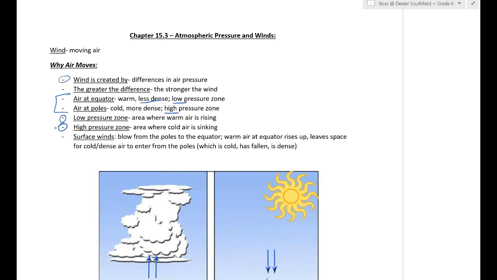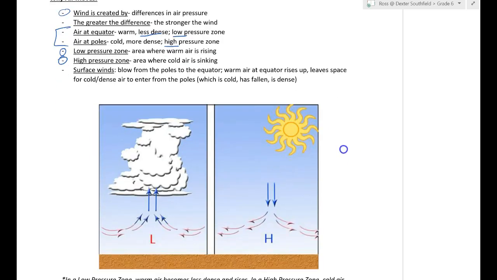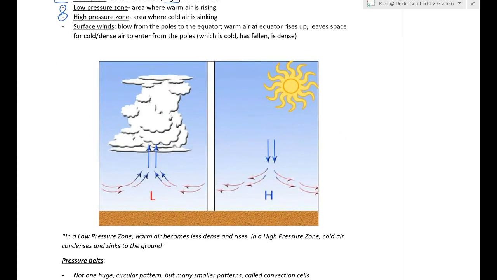So surface winds are where they blow from the poles to the equator, right? They come down from the poles where that cold air is sinking, and then at the equator, they're starting to warm up, so they rise up and leave space for that cold, dense air to enter from the poles. So that's explained in this picture here, right?